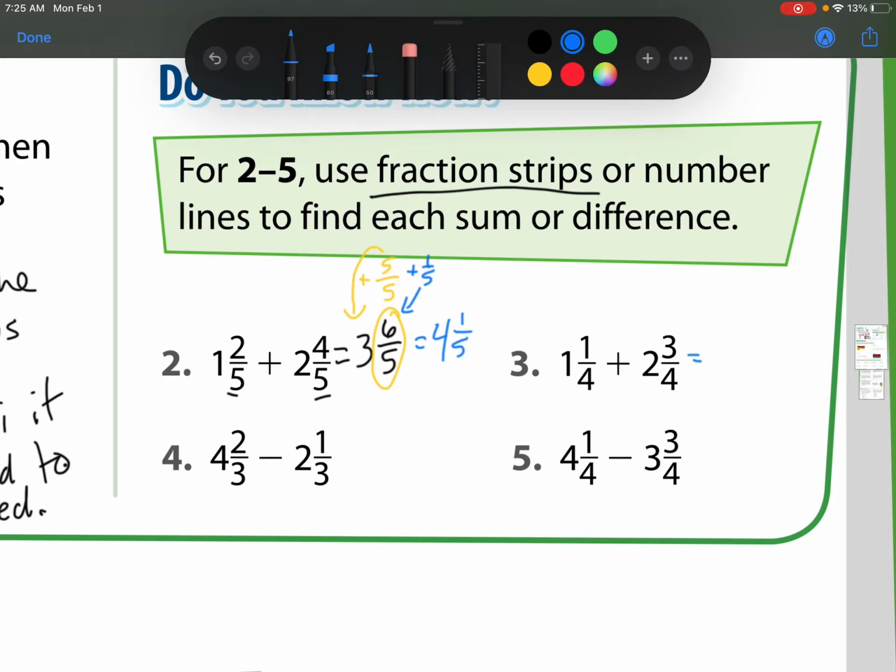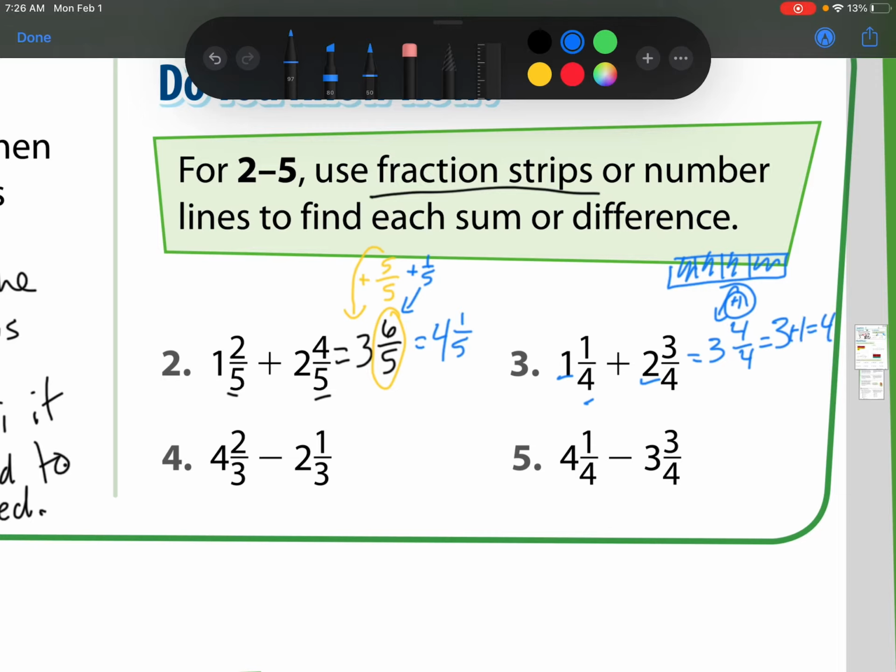We add our fractions together first. So we add 1/4 and 3/4, which gives us 4/4. And then we add the wholes together and we have 3 wholes. Now what do we notice here? Well, 4/4 is what? It's 1, 2, 3. That's equal to 1 whole. So we need to trade this 4/4 for 1 whole. We need to rename it. So we have 3 plus this 1 whole is what? Is 4. So our answer is 4.